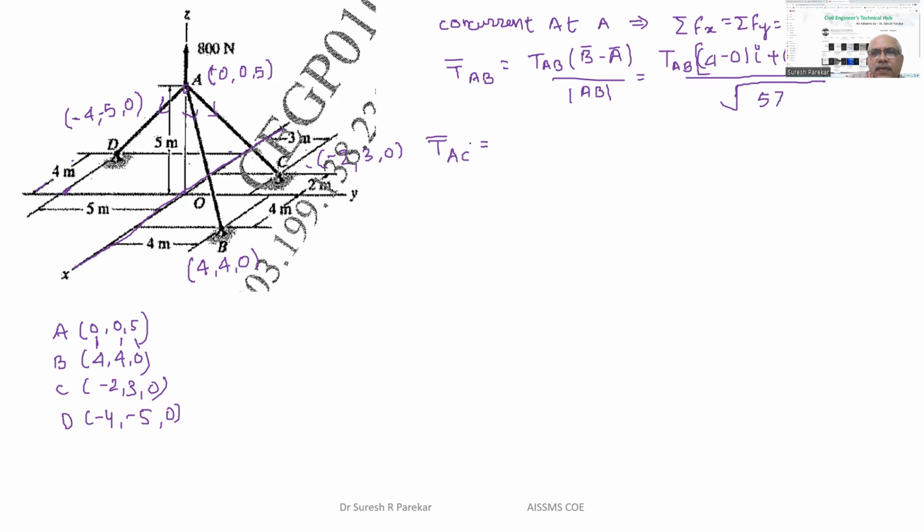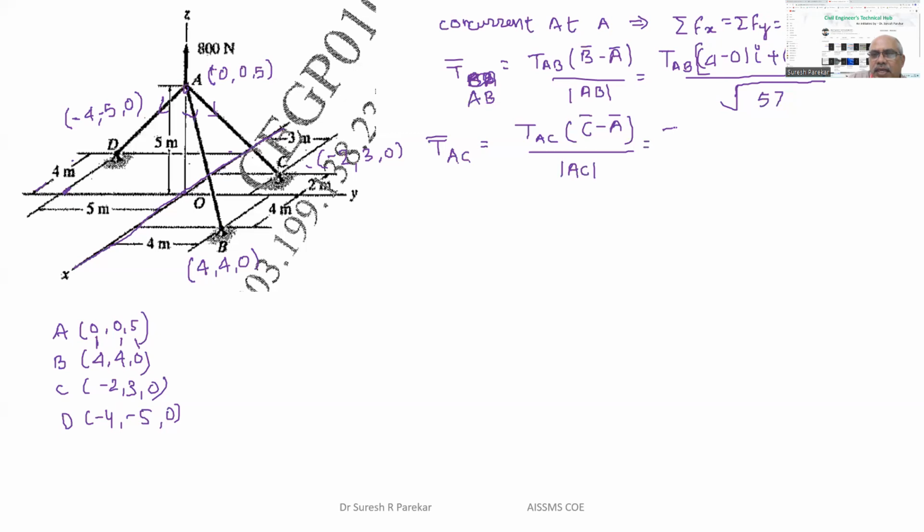Sorry, these we have to write as TAB, then we have, no, yes, this is correct, AB. So we have B bar minus A bar. Here we have TAC, starting from A going towards C. So we have TAC, then we have C bar minus A bar divided by mod of AC.